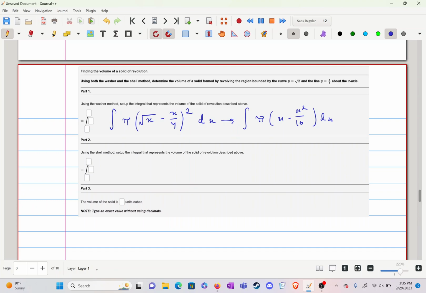We're going to have this middle part of the integrand equal to 0. So x minus x squared over 16 equals 0. We're going to add that to the other side, so x is equal to x squared over 16. Multiply either side by 16. 16x is equal to x squared. Subtract the x squared over.